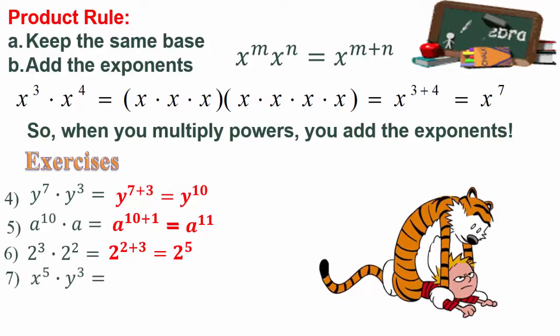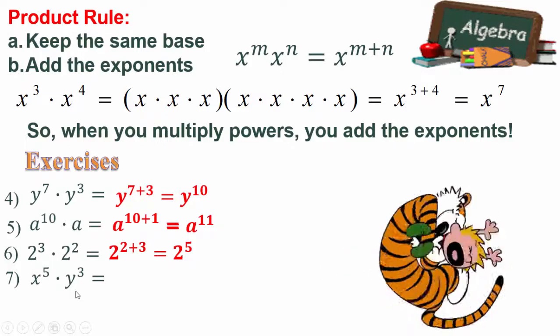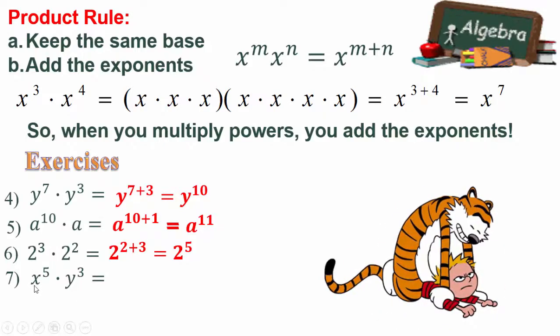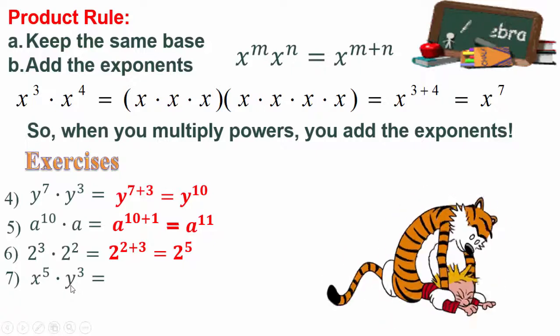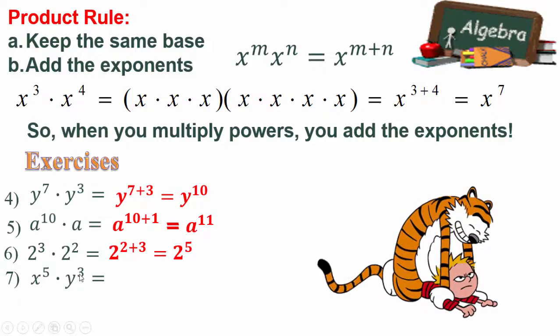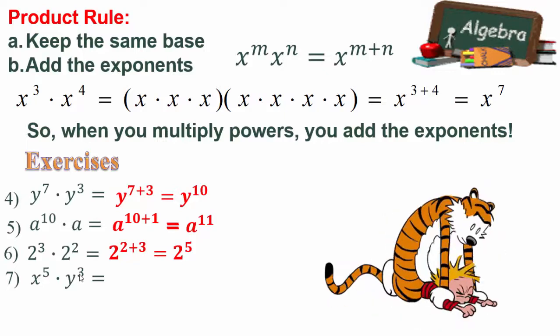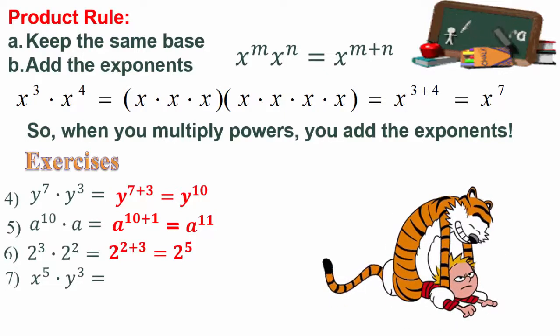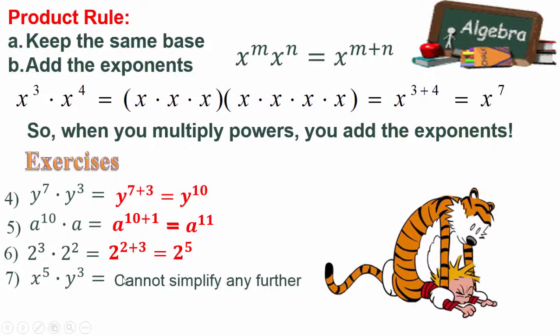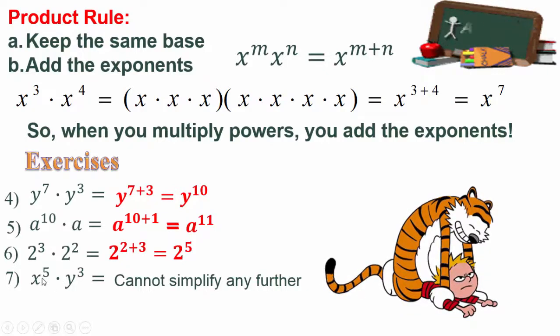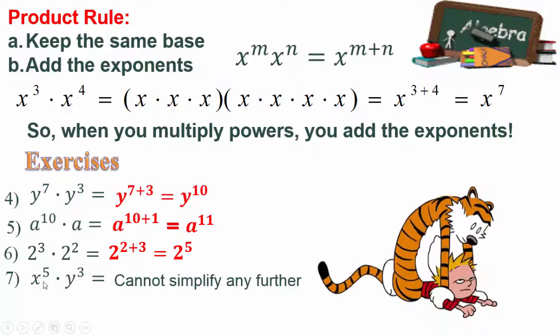In example number 7, here we have an issue because we have x to the 5th and y to the 3rd. There's an issue because our bases are different. So that means that we cannot simplify this any further. That's important to note, and you must be very careful to make sure that when you're doing the product rule and adding up the exponents, your bases are the same.